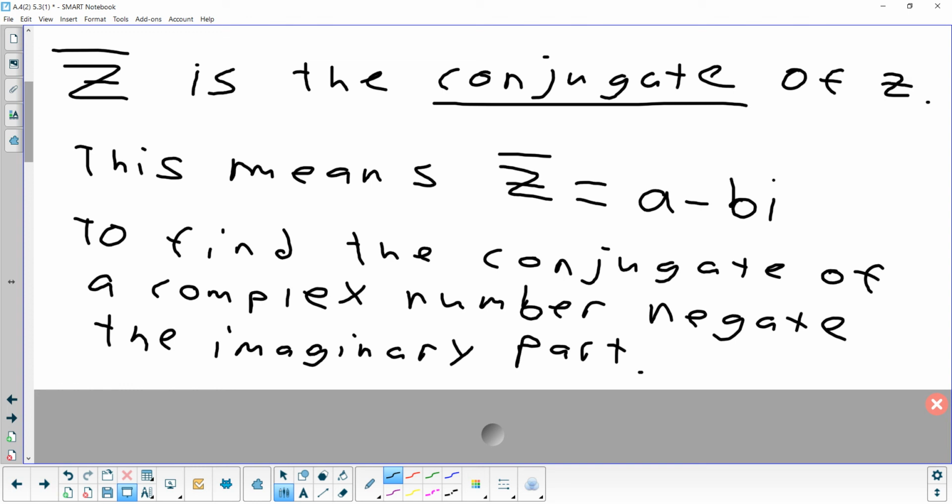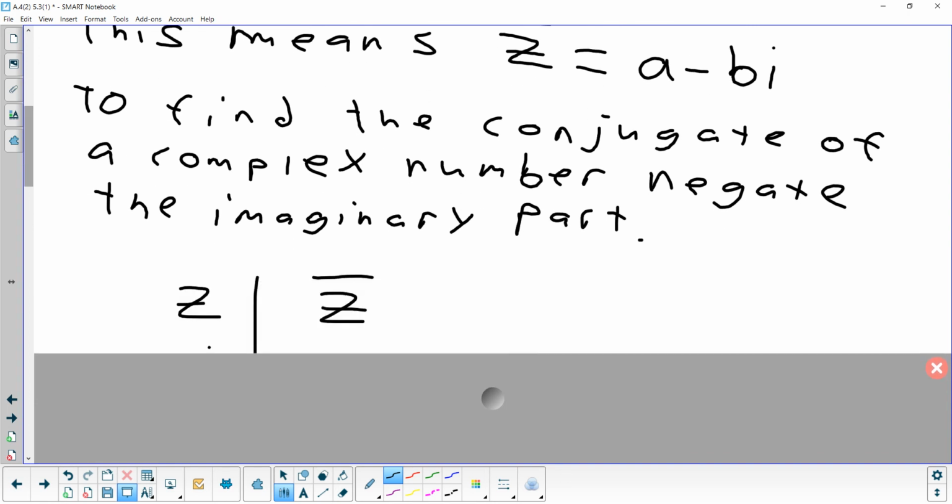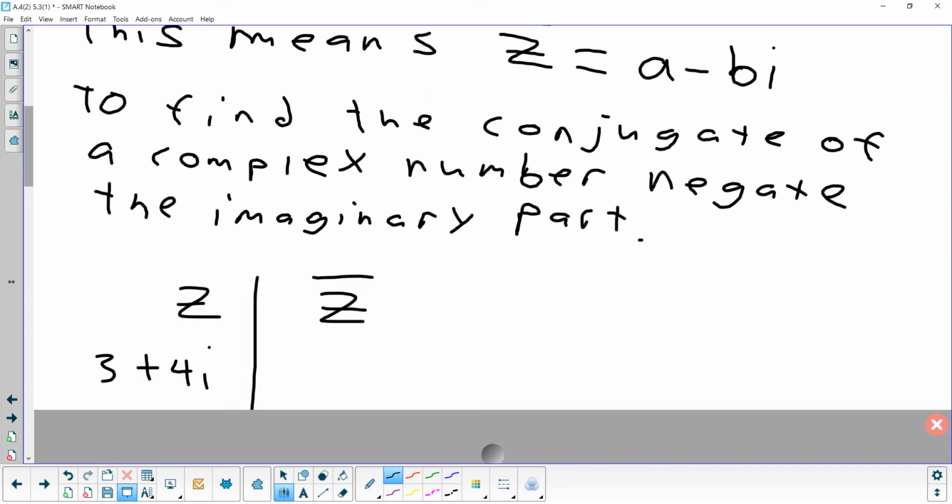So what I'm going to do is give you a table with a complex number on the left, and on the right, I want you to tell me the conjugate. You'll see what we use the conjugate for in a minute. On the left, I have a complex number. The first one is 3 plus 4i. What would be the conjugate of 3 plus 4i? It would be 3 minus 4i. So that's the conjugate.